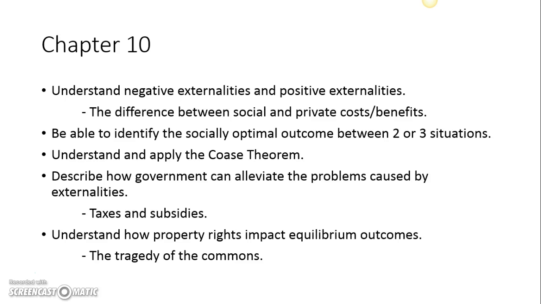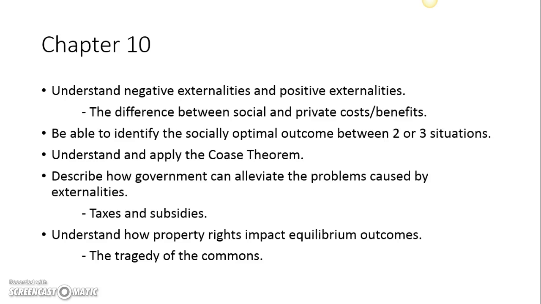Be able to identify the social optimum outcome between 2 or 3 situations. This is kind of similar to your homework question where I say, what's the socially efficient outcome if this guy gets soundproofing or doesn't get soundproofing, or something similar to that. Understand the Coase theorem and how people need to be able to communicate freely in order for them to use the Coase theorem, for them to get out of the externality problem. They have to be able to communicate without cost.